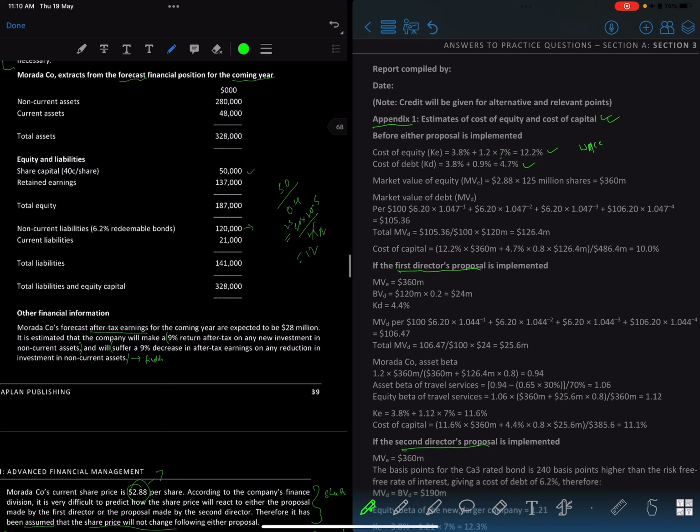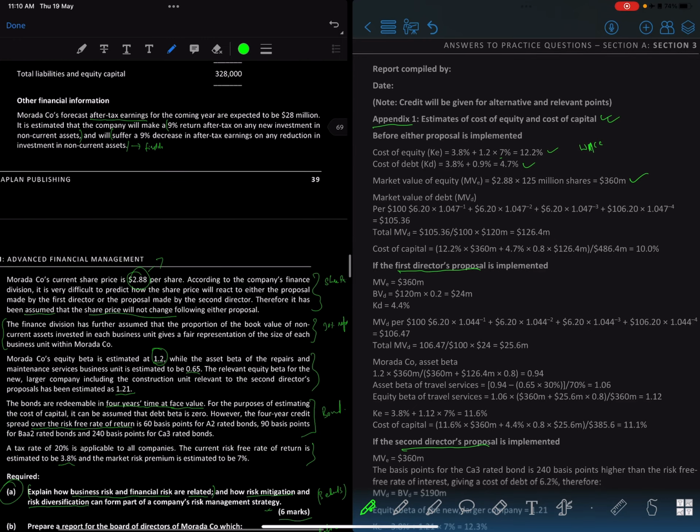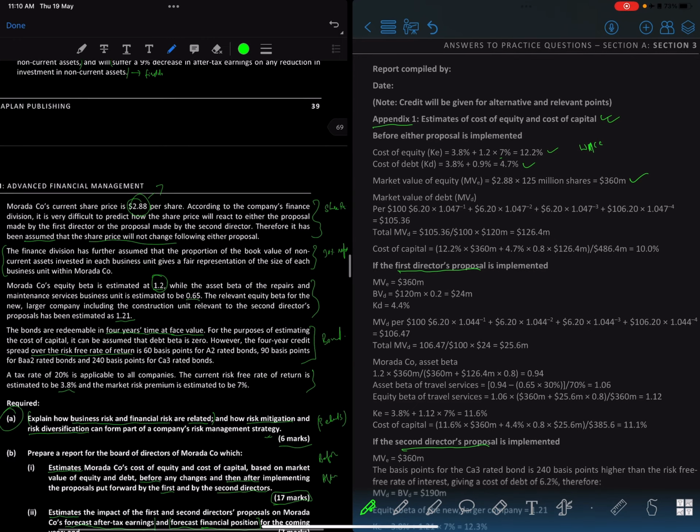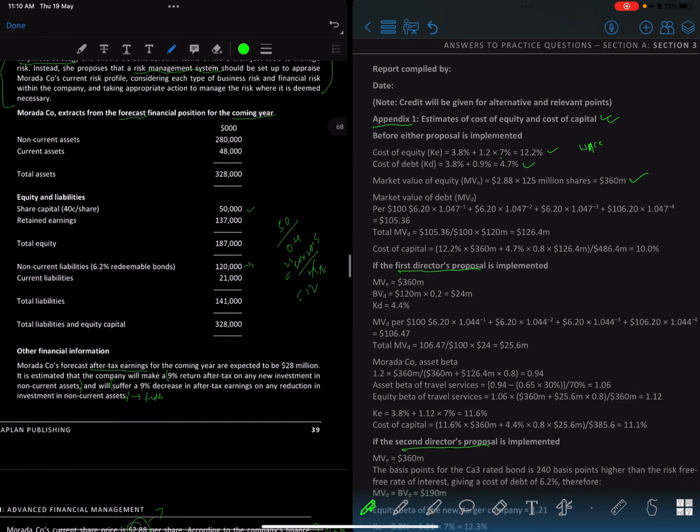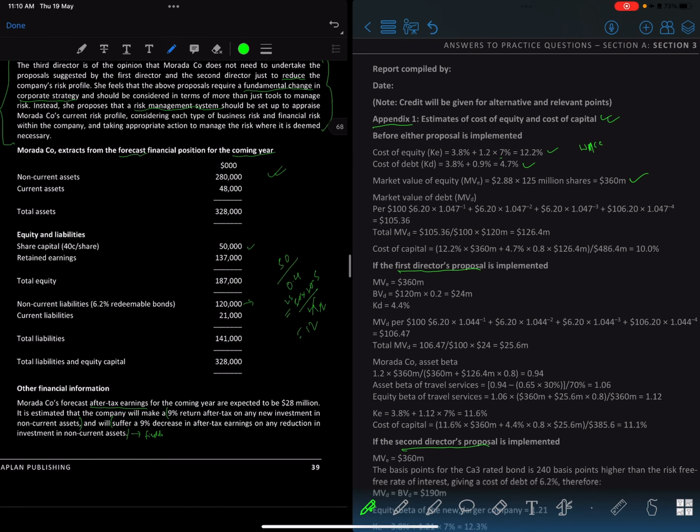125. So 125 million, that's in million, times the share price. So that's the market value of it. Market value of debt, are we given market value of debt? So these are book value, right? These are book value only.